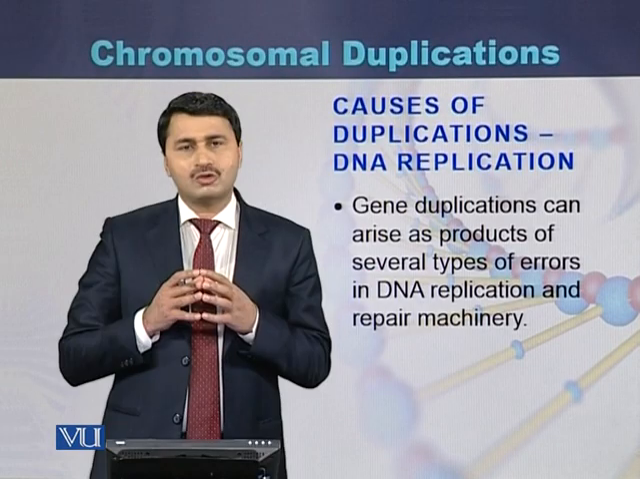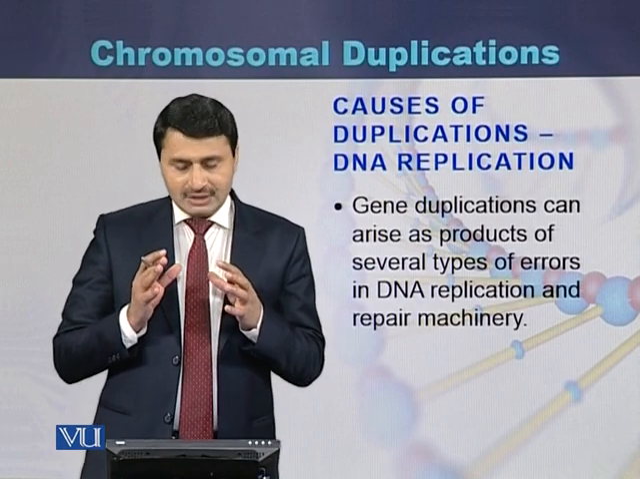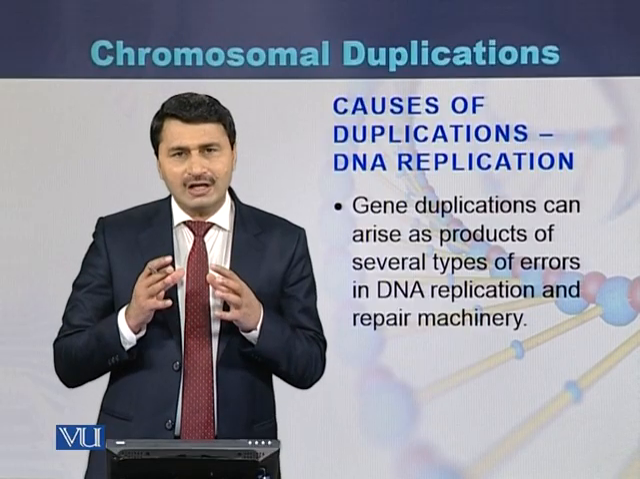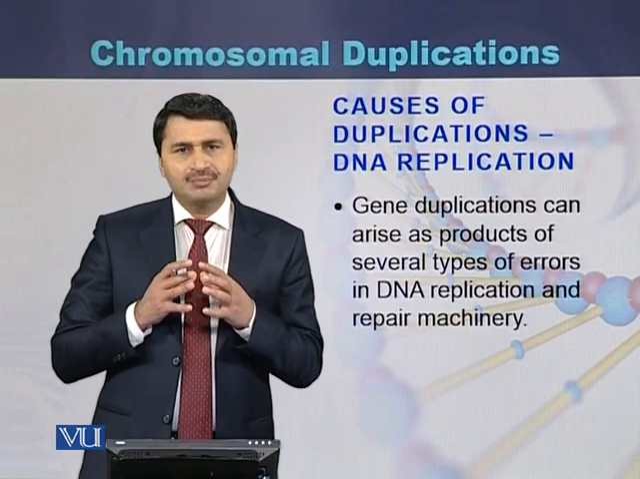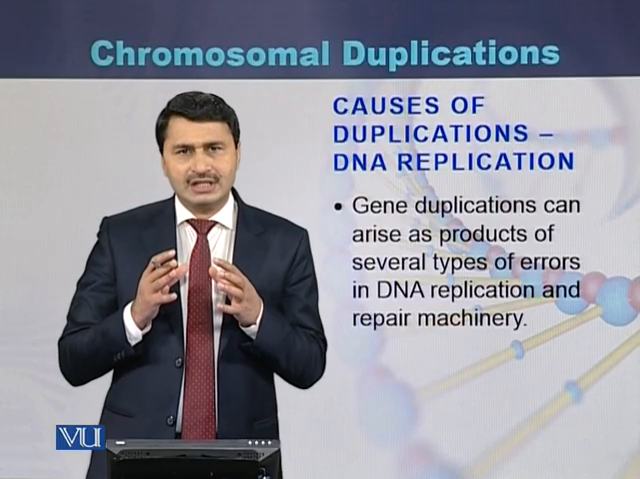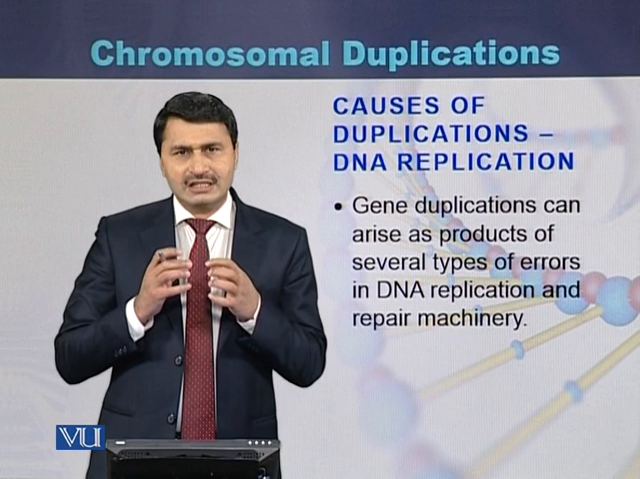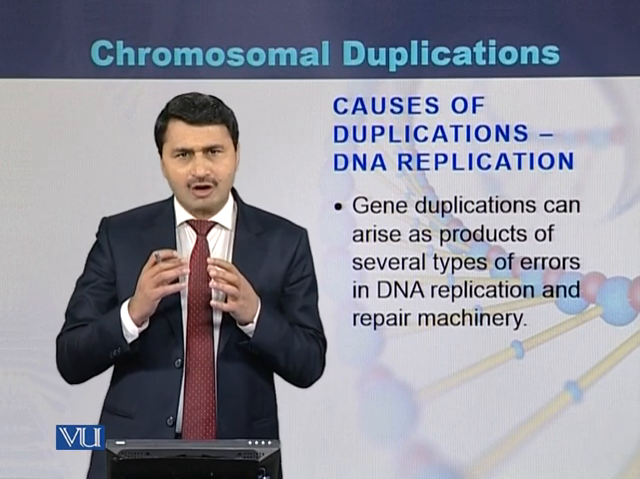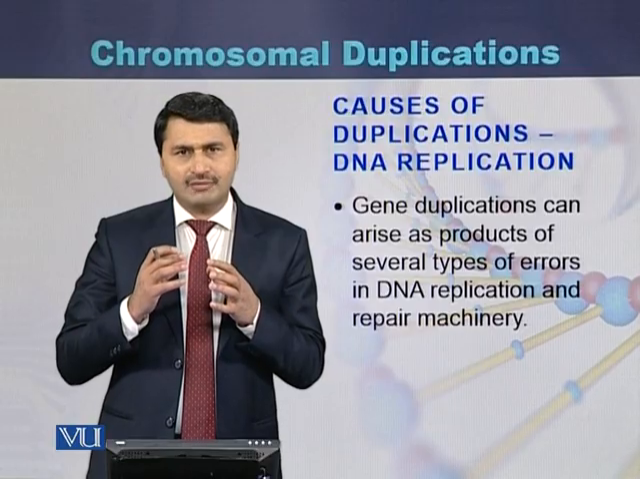Causes of chromosomal duplication. There are several causes of chromosomal duplication. One of the main causes is replication of the DNA. During DNA replication, the DNA polymerase slips and it replicates copies of a specific fragment of the DNA.